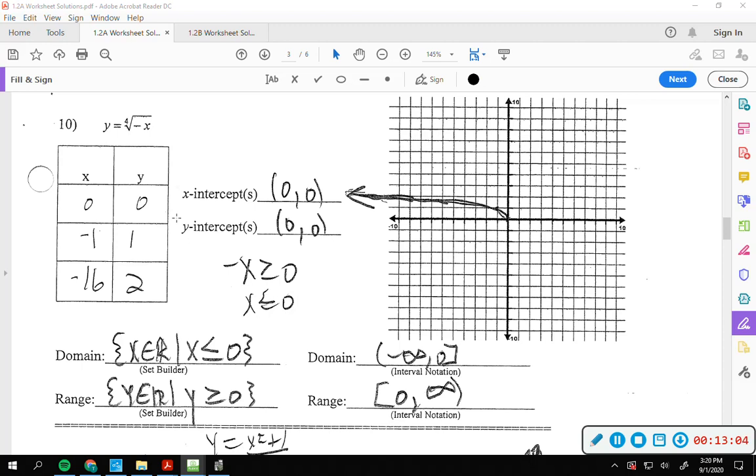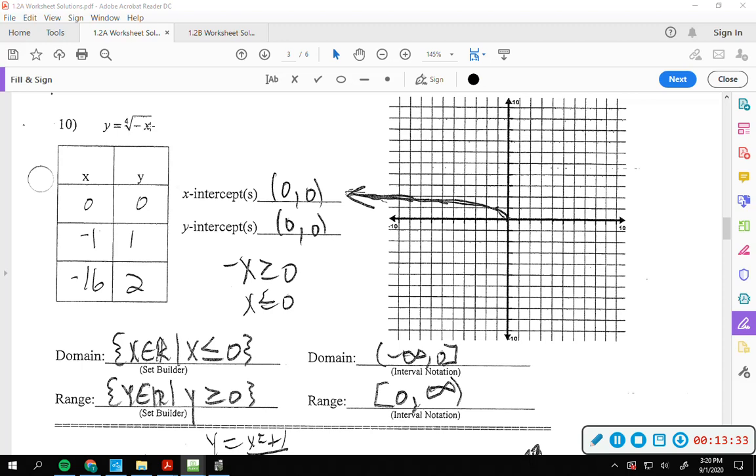You can discover the domain by just trying to point plot as well. But sometimes it's nice to know the domain before you start. So here it is written in set builder notation and then interval notation. Notice parentheses always on the infinities. Negative infinity to 0 bracket. Okay? Now when I'm point plotting this, I plug 0 in. You have to remember that you can take the root of 0, whether it's an odd root or an even root. Okay?